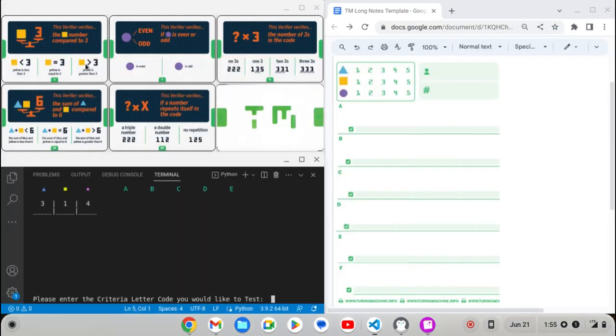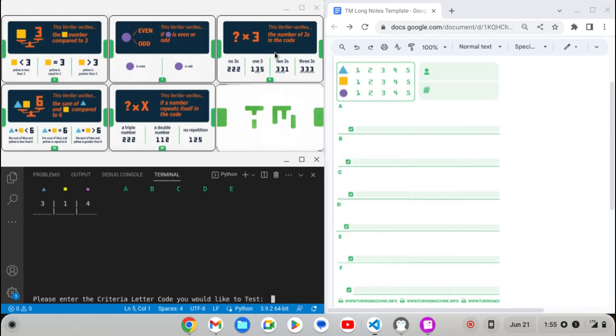So in the grid above, we've got our 5 criteria cards. On the top row, we've got criteria card A, criteria card B, and criteria card C. On the bottom row, we've got criteria card D and criteria card E. Criteria card A looks at that middle digit, the square digit, and we'll be comparing it to the number 3. So should the value of square be less than 3, equal to 3, or greater than 3? Criteria card B looks at the last digit, the circle digit, and will let us know whether its value is even or odd.